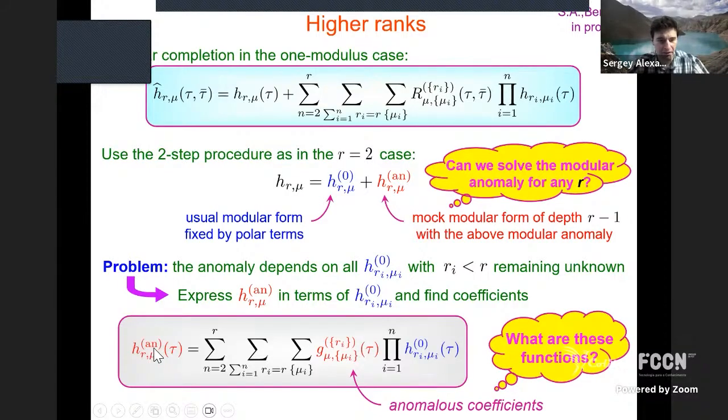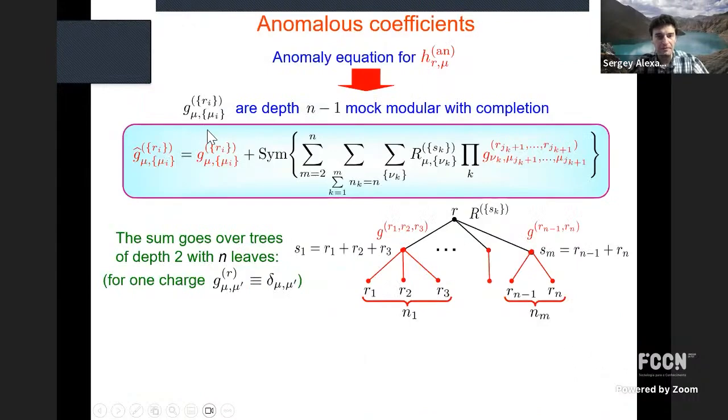Well, the idea is that this function must satisfy this anomaly equation. This imposes certain conditions on these functions g, these anomalous coefficients, and the conditions are actually very similar to what we just had before. Namely, these functions must again be certain higher depth mock modular forms, where the depth is now fixed by the number of charges on which they depend. And again, the modular anomaly equation can be formulated as an expression for their completion. What changes is the structure of this equation. So let me explain what the structure is here.